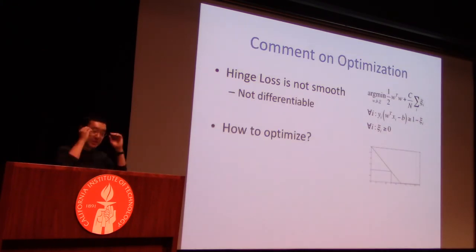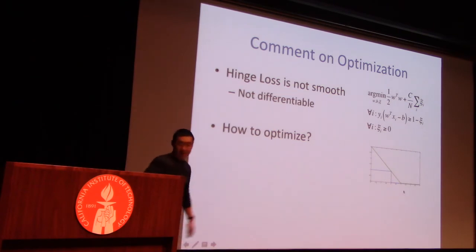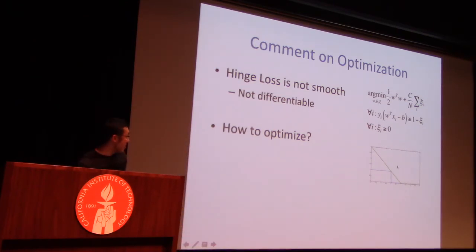So a comment on optimization. The hinge loss is not smooth, right? It has better behavior than 0-1 loss, obviously. What it's saying is, if I'm over here, I have a slope that tells me which direction to go to get better. If I'm over here, I don't care. That's what hinge loss is saying. But it does have a point of non-differentiability right here. So it's not differentiable.